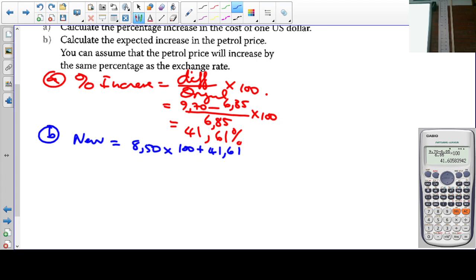You would have said decrease, I would have said minus. And this is all over 100. So it's 8 rand 50 multiplied by the fraction 100 plus the 41.61%, which is the last answer calculated, over 100. So the answer is 12 rand and 4 cents per litre.